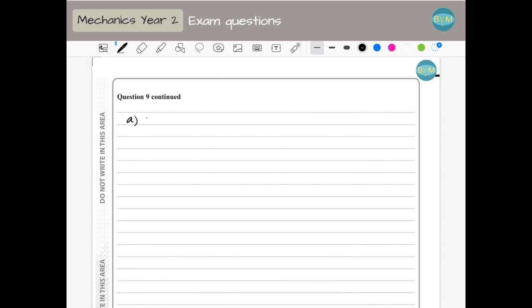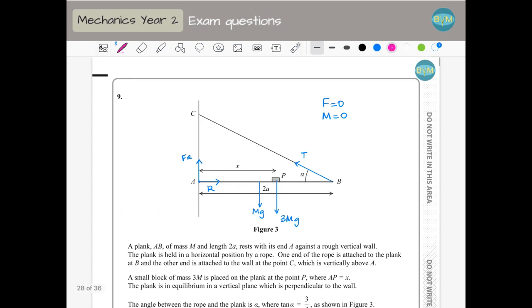So moments about A is going to be 0, which means the clockwise are going to equal the anti-clockwise. This is producing a clockwise moment, this is producing a clockwise moment, both of them about A. And this one is producing an anti-clockwise moment. So clockwise will be equal to the anti-clockwise. Let's start with the clockwise.